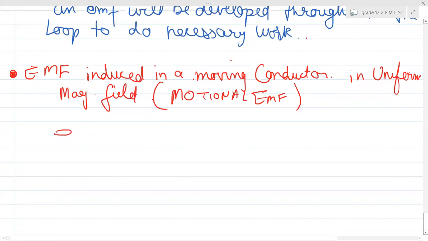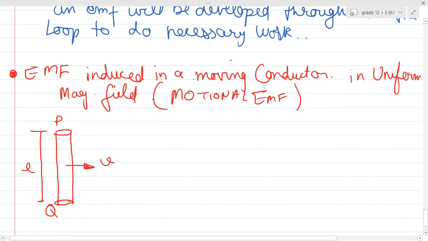So let us consider a straight uniform wire. Can you see a straight uniform wire? Let's name it as PQ, of length L, moving with a velocity v in a magnetic field. Is this clear, guys?